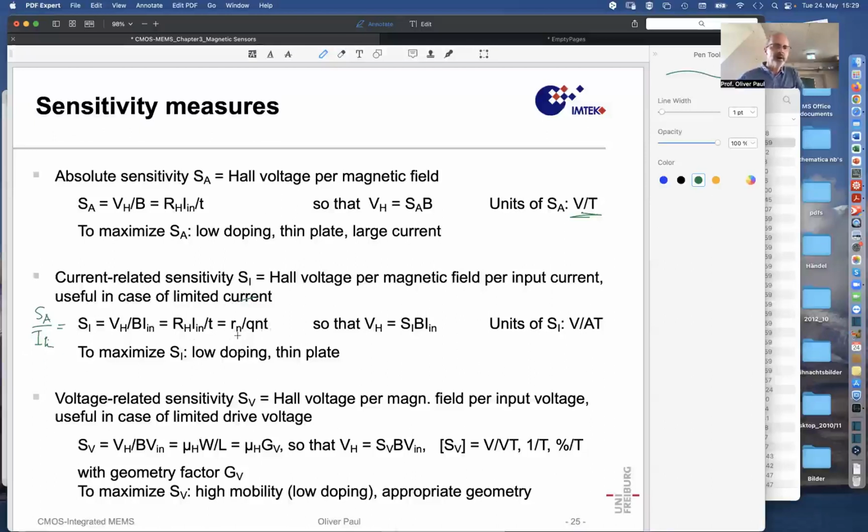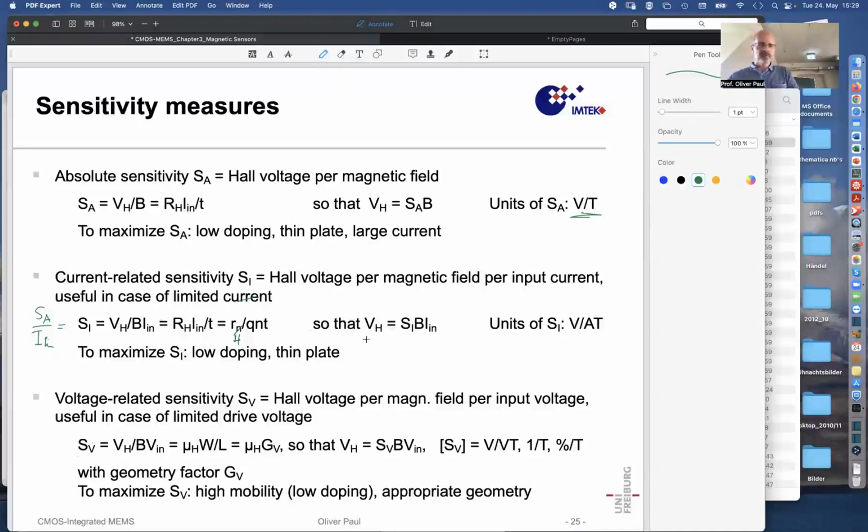It's RH, the Hall correction factor, divided by Q and T. Oh, now I can't see it anymore. Yeah, so this is all green. And if that is the parameter that suits the author of the journal best, he will quote SI maybe rather than SV.